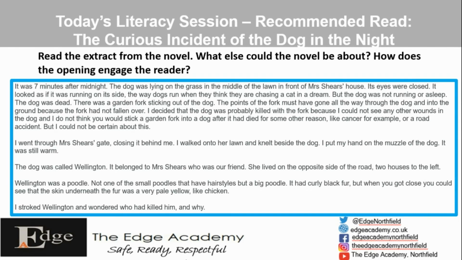The dog was called Wellington. It belonged to Mrs. Shears, who was our friend. She lived on the opposite side of the road, 2 houses to the left. Wellington was a poodle. Not one of the small poodles that have hairstyles, but a big poodle. It had curly black fur, but when you got close, you could see that the skin underneath the fur was a very pale yellow like chicken. I stroked Wellington and wondered who had killed him and why.